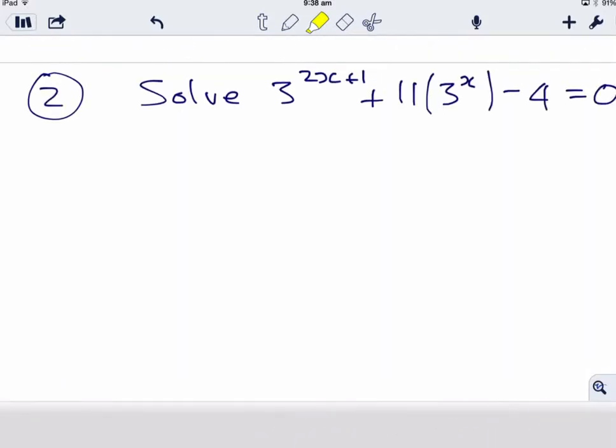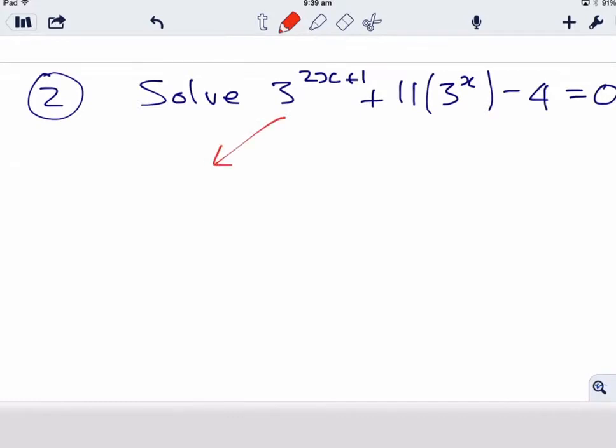Second question. This is one where we're going to use our knowledge of index rules to try and get this into a form that we can work with. This one here looks really tricky to start with: 3 to the 2x plus 1 and 3 to the x. How do you start solving this? If you start taking logs, you run into difficulties. The secret in this one is treating this as a quadratic equation in 3 to the x.